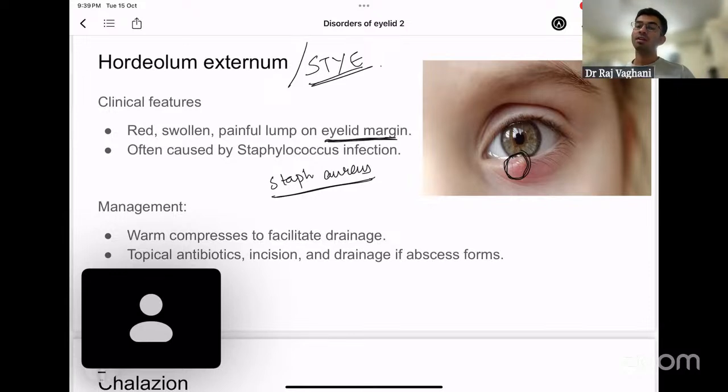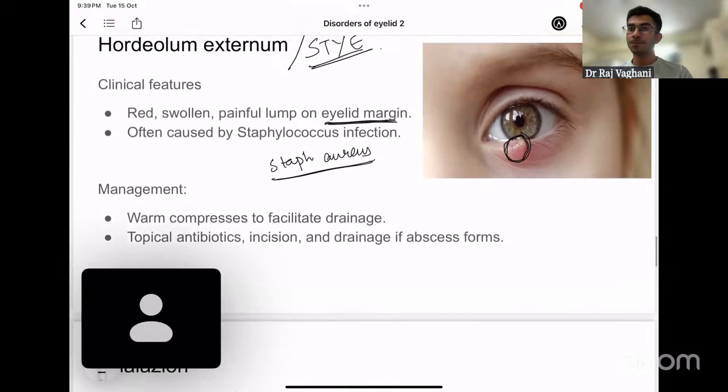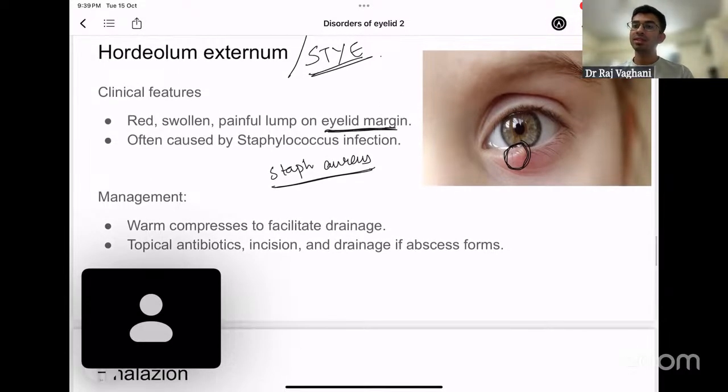And what causes this hordeolum externum? There is infection of the which gland?